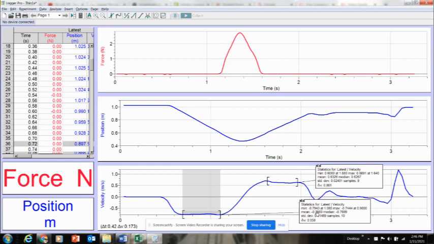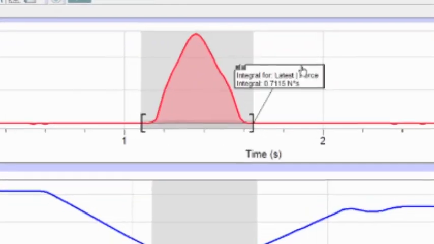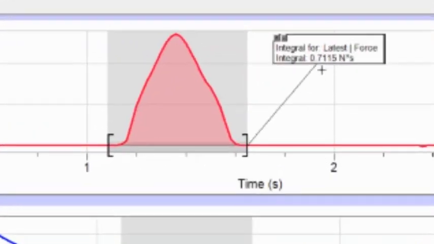Now the impulse is the area under the curve. That's going to be the area under my force as a function of time curve. So that's this one right here. So to do that, I highlight the whole section, making sure I definitely include all parts of the graph so that it's definitely 0 on the left and definitely 0 on the right. And now this little icon right here, if you hovered over it, it will say integral. And you click on that, and there we go. That gives us the area under the curve, 0.7115 Newton seconds. So that value will go in our fourth column.